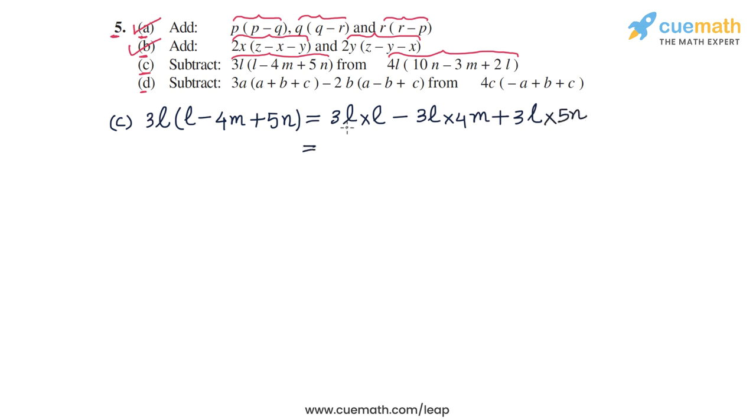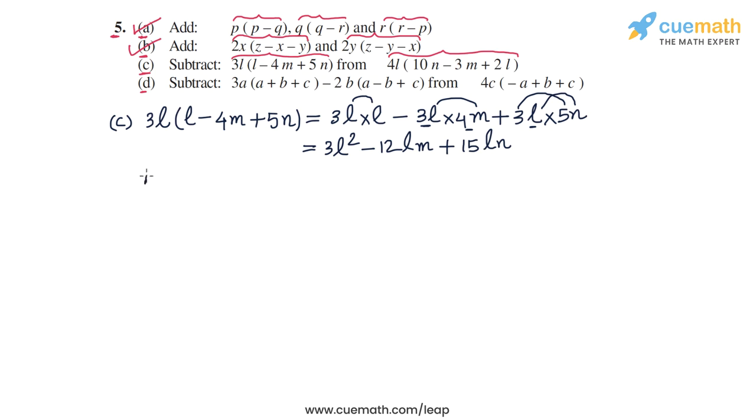Okay, so 3l into l, we have two repetitions of l, so this is 3l square. Then we have minus 3l into 4m, minus 3 into 4 is minus 12, so we get minus 12, and then we have lm, so minus 12 lm, and then we have 3 into 5 is 15, so 15, and then we have l into n, that's ln, so 15 ln. So this is the expanded form of the first expression.